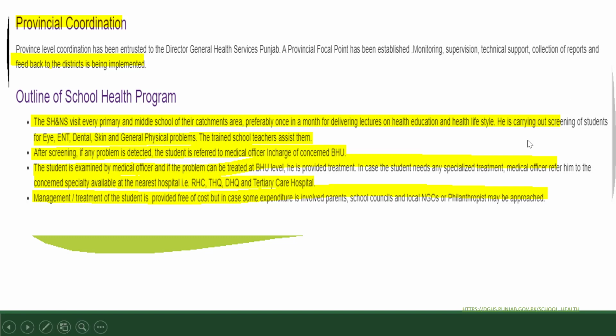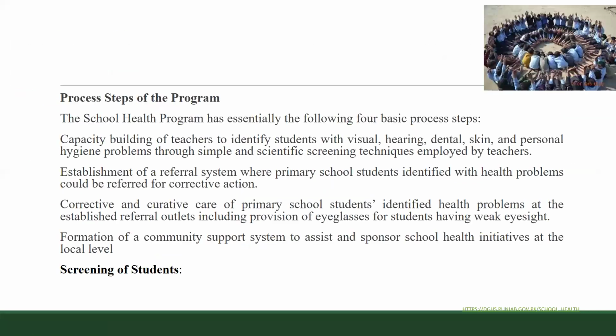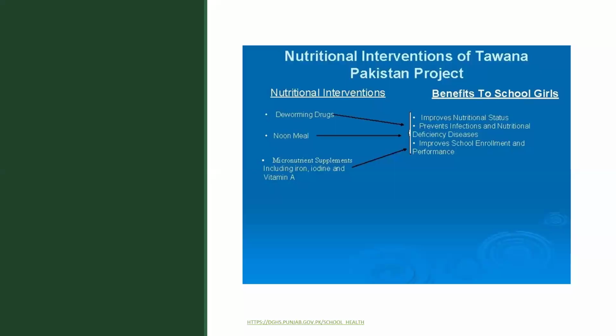The management and treatment of the student is provided free of cost, but in case some expenditure is involved, then the school councils, local NGOs, or philanthropists may be approached. Process steps of the program. The school health program has essentially the following four basic steps: capacity building of the teachers, establishment of the referral system, corrective and curative care of the primary school students, and formation of a community support system.